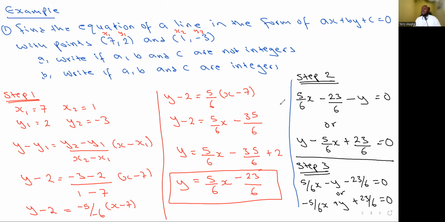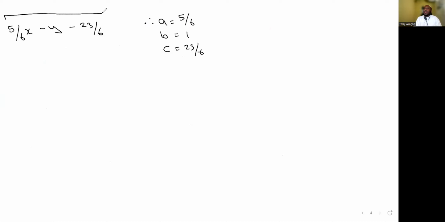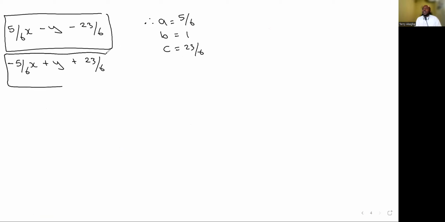So if they ask you to leave your answer like that, so that means this will be your answer, all right? If they ask you A, B, and C are not integers, so you can leave your answer in fractions, all right? Or if it's the second one you're writing, it's going to be minus 5 over 6x plus y plus 23 over 6. So in this case, your A is going to be minus 5 over 6. Your B is going to be, this is minus 1, and this is minus 23 over 6. While this is going to be 1, and C is going to be what? 23 over 6. All right?